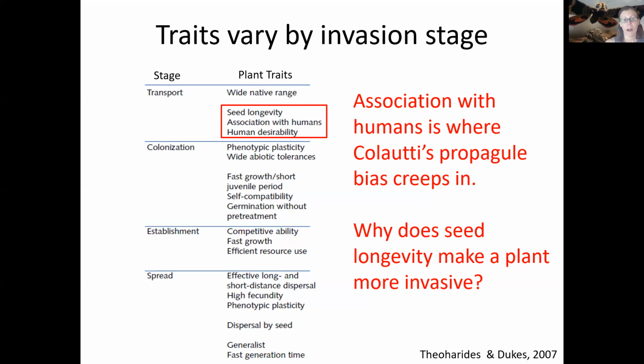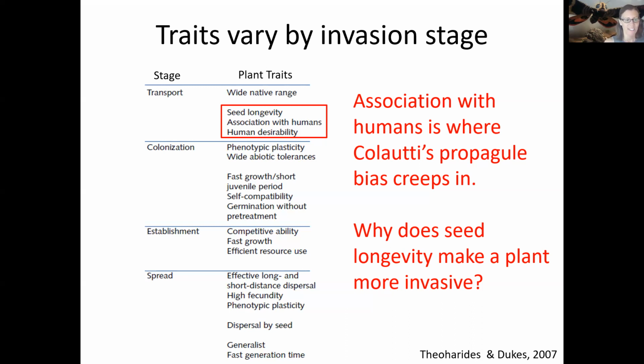And this is where that propagule bias that we talked about in the last lecture, and when we were talking about the Ecology article, creeps in a little bit, because we select from all of these different species out there a subset that we decide to transport. Those tend to be ones that we like, or ones that for whatever reason are associated with humans. So they might be agricultural weeds, for example, and they just come along with our seed banks or something.